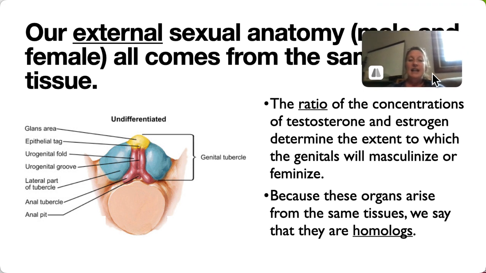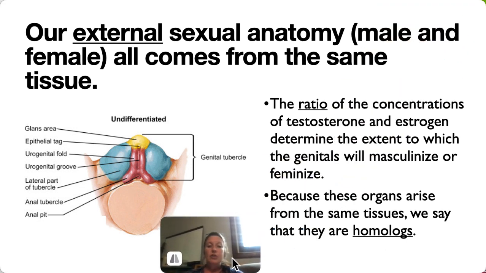Okay. Let's shift gears a little bit and look at the external sexual anatomy. Where in the internal sexual anatomy, we had both male and female parts. All of us had both, and then one survives and one disappears. In the external anatomy, we all have the same set of structures at the beginning, and they change one way in the presence of testosterone or high levels of testosterone, and they change another way in the presence of estrogen.